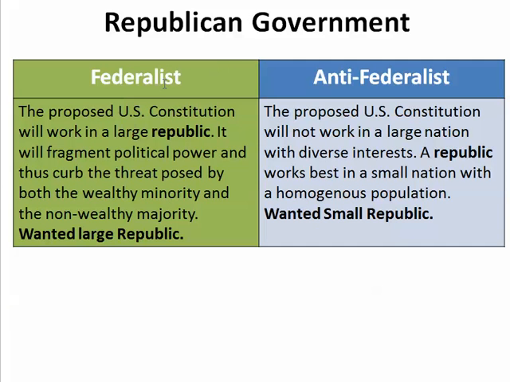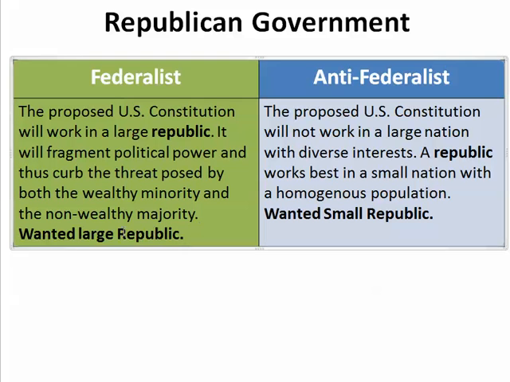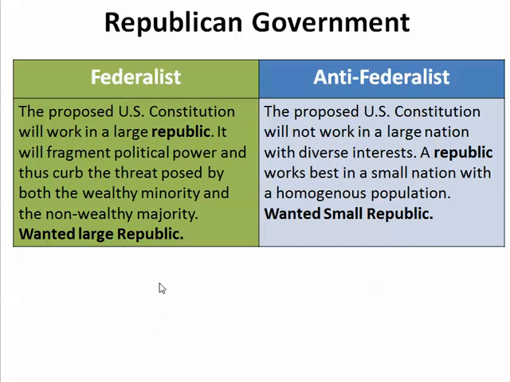And then on this republican form of government, the Anti-Federalists say the proposed U.S. Constitution would not work in a large nation with diverse interests. A republic works best in a small nation with a homogeneous population, and they wanted this small republic left to the states. And the Federalists say the proposed U.S. Constitution will work in a large republic. It will fragment political power and curb the threat posed by both the wealthy minority and the not so wealthy majority. They wanted a large republic, a united, one government, so to speak, the United States.